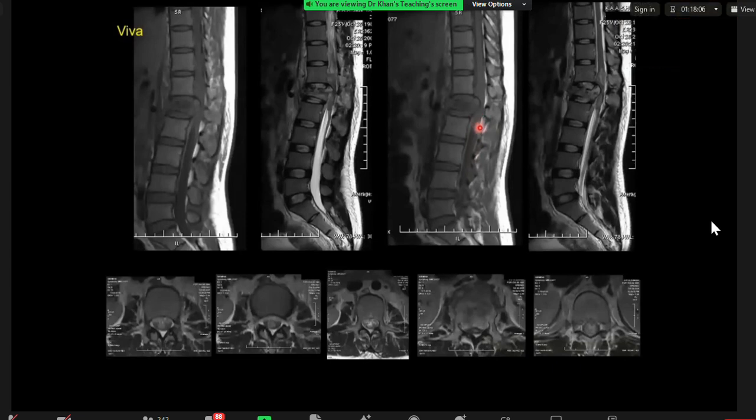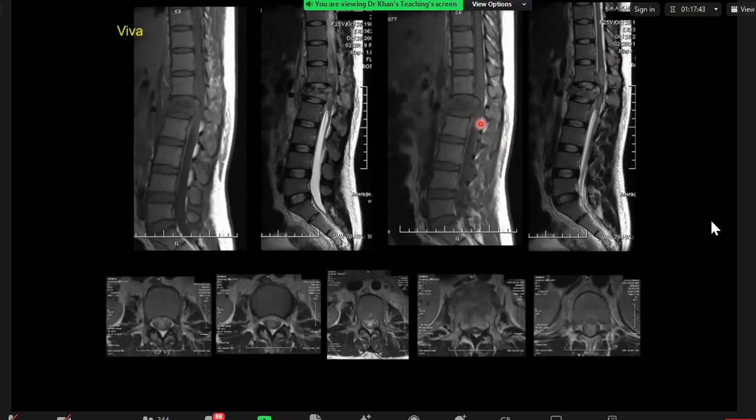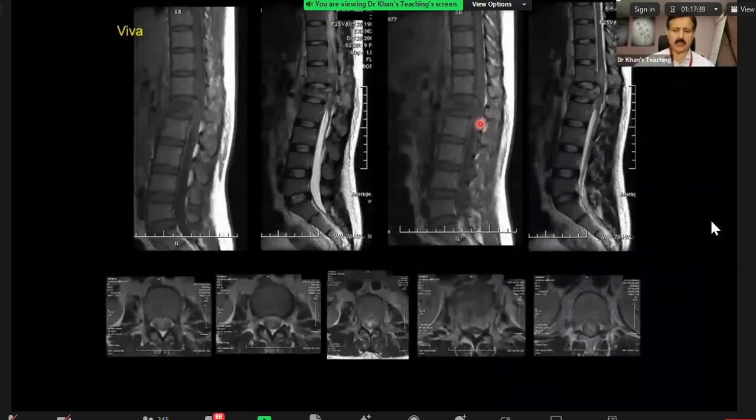So I can see there is the cord, the conus at L1 region, and between your mouse and the vertebral body there is an area of increased T1 collection, tracking anteriorly. So in keeping with the epidural collection. Excellent. So please remember, epidural hematomas can be spontaneous also.